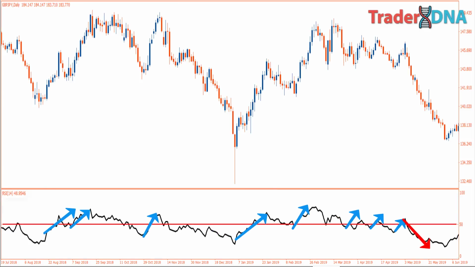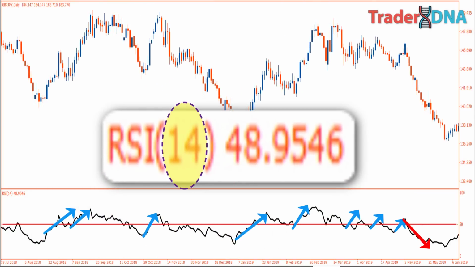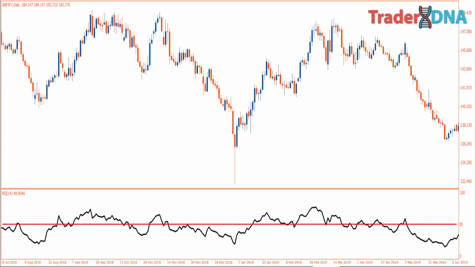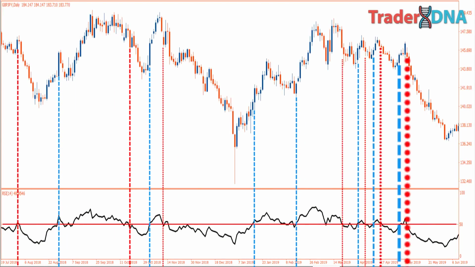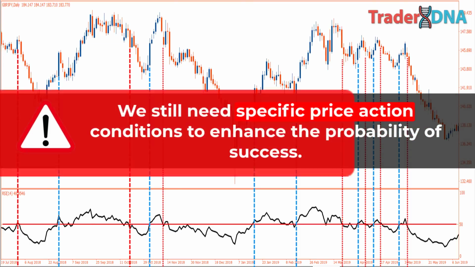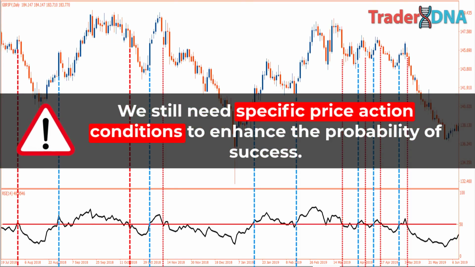Why use a period of 14? The answer is that 14 is the default period for the RSI indicator. Most bankers and large traders typically use a period of 14 when working with the RSI indicator. Therefore, you can see that the 50 level on the 14 period RSI works quite accurately. These are the basic conditions to be met in this trading strategy. While the RSI indicator conditions I've explained provide accurate signals, we still need specific price action conditions to enhance the probability of success. So, if you're working with a substantial amount of capital, you can rely on this strategy.